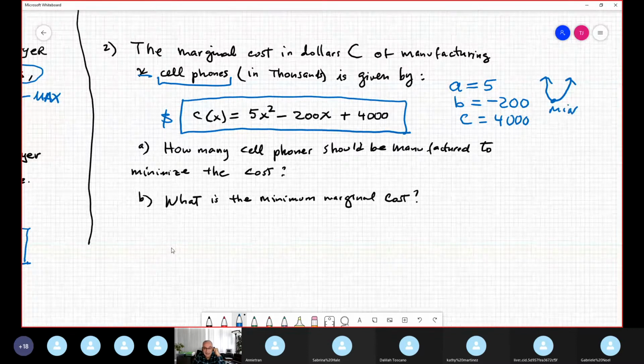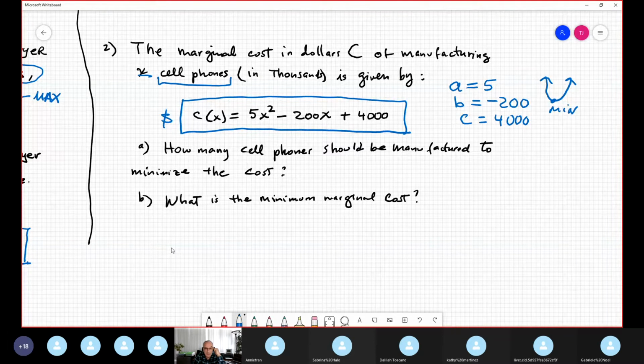It's exactly the same as day one. Day one, you find the minimum cost. Okay, so how many cell phones should be manufactured to minimize the cost? In other words, I need to find the vertex point H, K. The X component represents the cell phones and the K component represents the cost. This is the cell phone and this is the cost. This is in units, no? And the cost is in dollars.